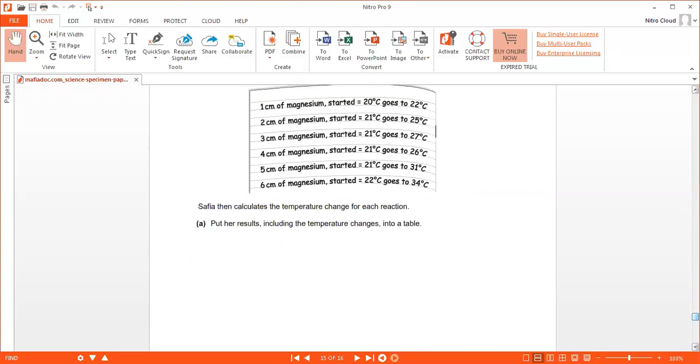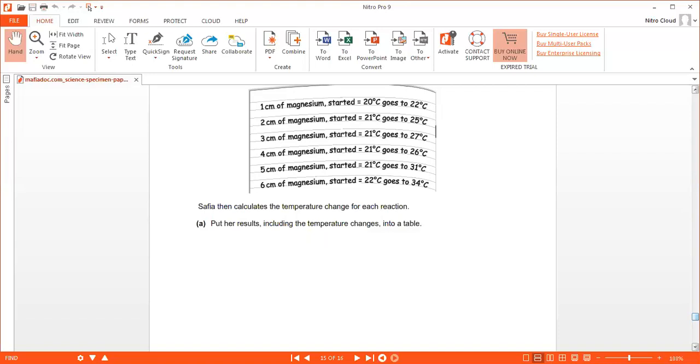So, draw a table with 4 headings because you have to calculate the change in temperature. The first heading is the length of the magnesium ribbon in centimeters. The second one, temperature before in degrees Celsius, then temperature at the end in degrees Celsius, then temperature change.